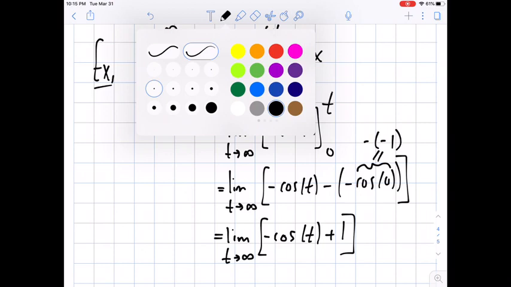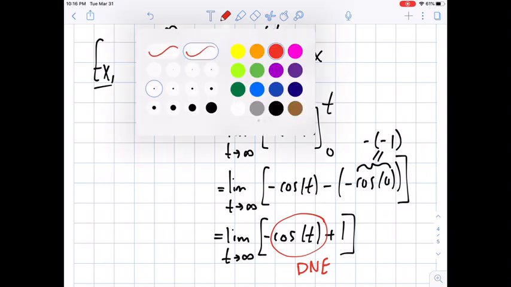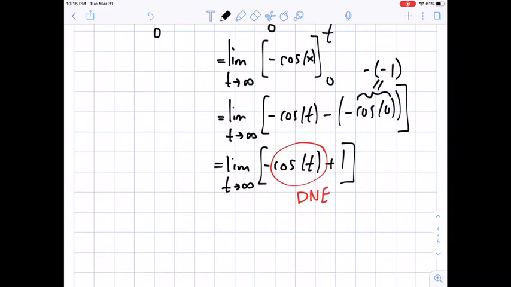Now, here we have to think for a moment. This function, cos of t, as t approaches infinity, what happens to the value of our cos function? And you need to remember that cos is going to be oscillating. And so as t approaches infinity, this limit here is actually not going to exist. It's not going to be approaching positive 1 or negative 1. That limit is just going to be DNE. And so as we've seen before, if that limit does not exist, then this integral is going to be divergent.